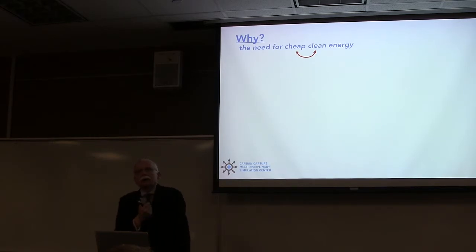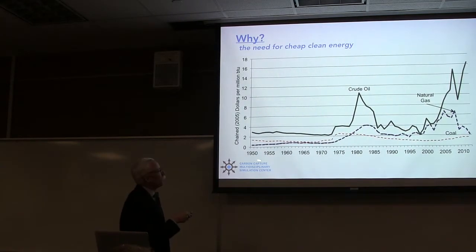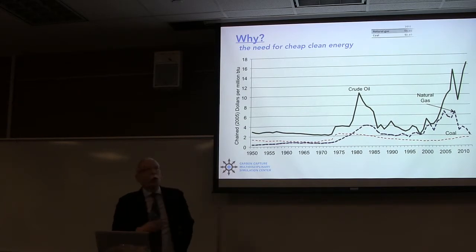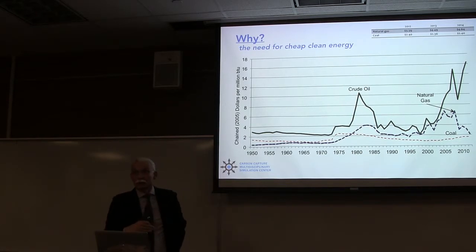We need cheap energy, but we also need it to be clean. For many decades, the cheapest source of energy has been coal. Even as natural gas has been coming down because of these shale plays, these tight gases coming on in the United States, coal is still cheaper. Even right now, the price of coal compared to natural gas is still nearly half the price of natural gas.